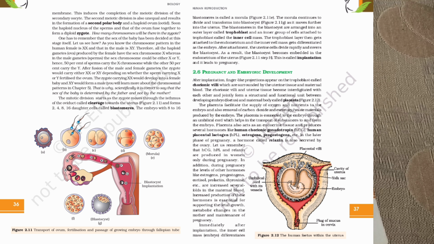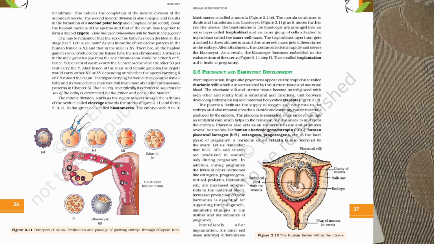This induces the completion of the meiotic division of the secondary oocyte. The second meiotic division is also unequal and results in the formation of a second polar body and a haploid ovum. Soon the haploid nucleus of the sperm and that of the ovum fuse together to form a diploid zygote. How many chromosomes will there be in the zygote?